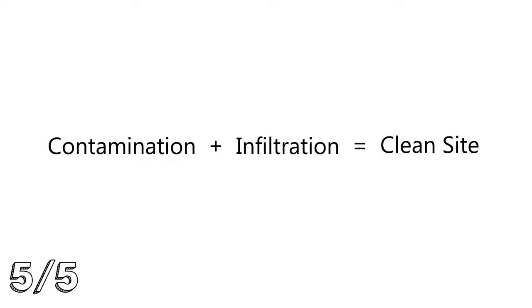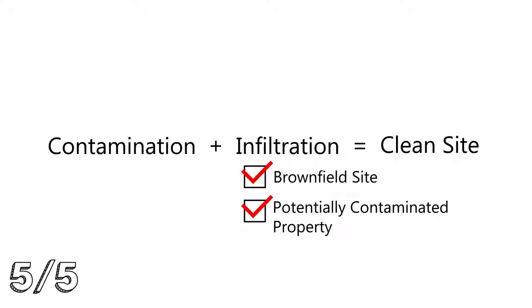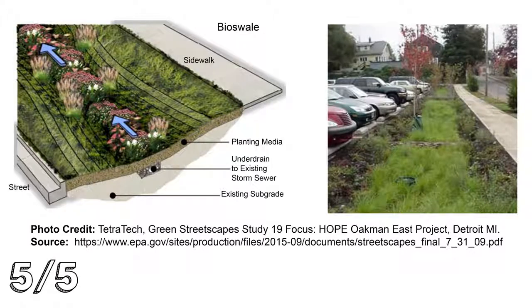Stormwater management approaches that include infiltration need to be carefully evaluated when being considered for a brownfield site or potentially contaminated property. For those sites where infiltration practices are not advisable, it may be possible to use green infrastructure practices such as green roofs and biofiltration designs to manage stormwater and also protect groundwater.